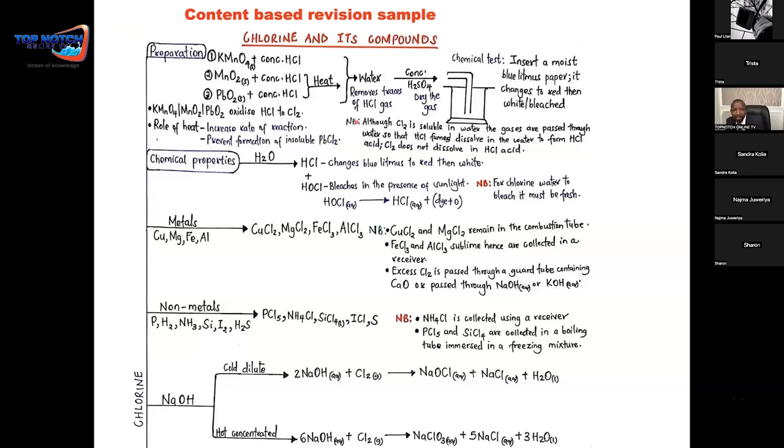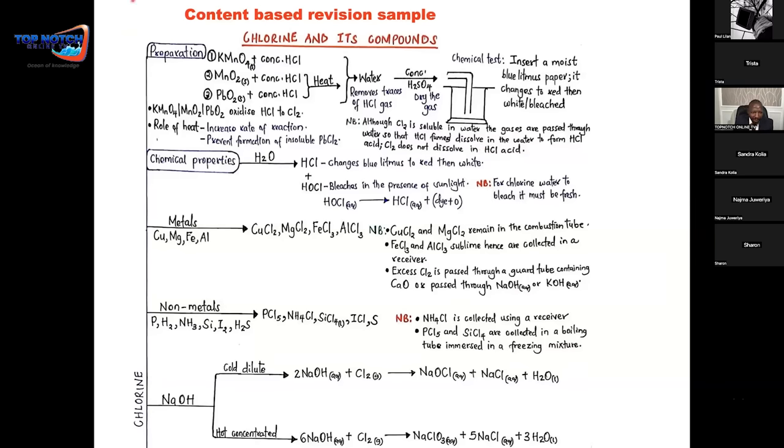Then, remember, NB, although chlorine is soluble in water, some other students also wonder why we pass the gas through water. Why is it that chlorine, because it is also soluble in water, does not dissolve in that water to form chlorine water? This is because the gases are passed through water so that the HCl fumes dissolve in the water. Remember, HCl has a high affinity for water, so the hydrogen chloride gas will dissolve fast. Once it dissolves in the water, it becomes hydrochloric acid, and therefore chlorine does not dissolve in hydrochloric acid. That is why it will still be collected.